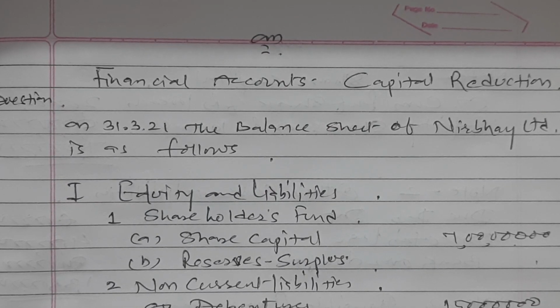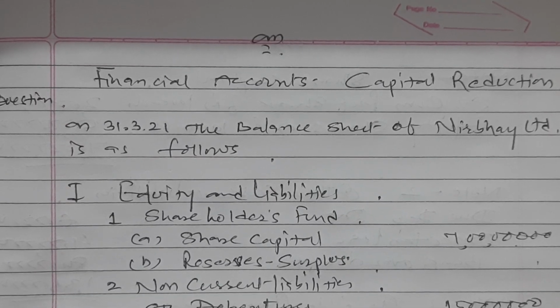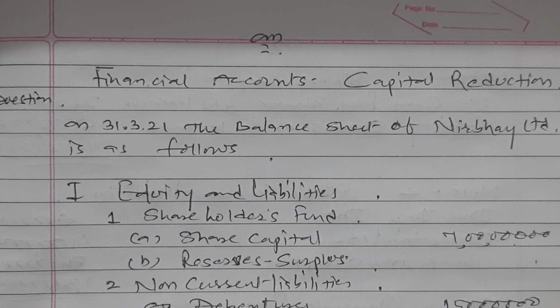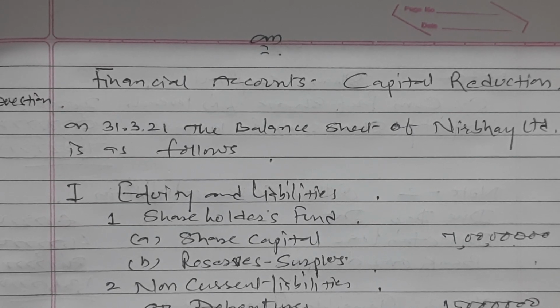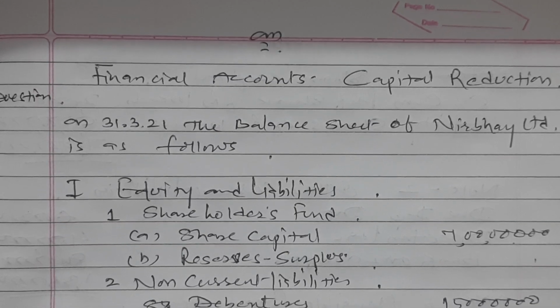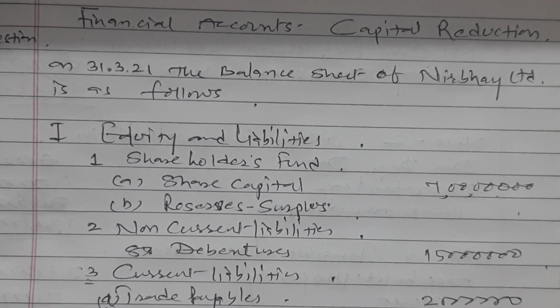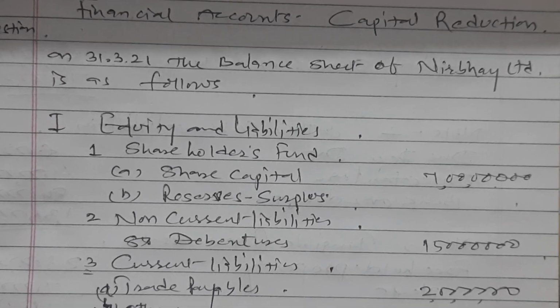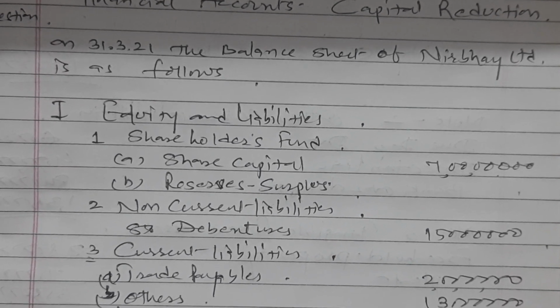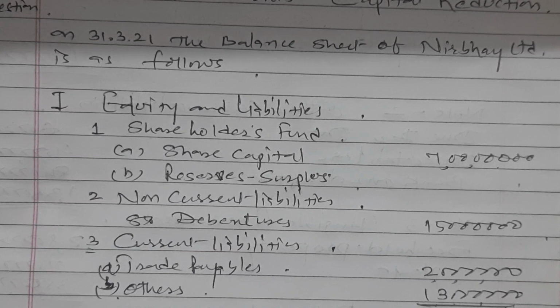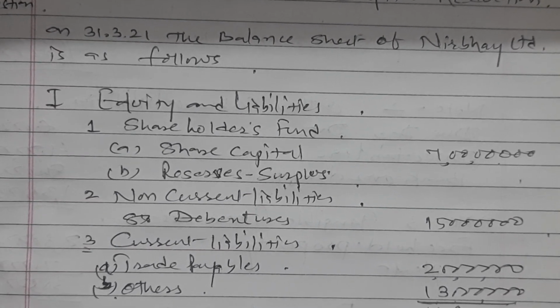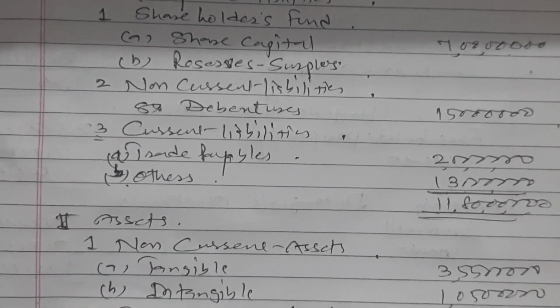Today we are going to solve a question of capital reduction in financial accounts. As you can see, the question on screen is on 31st of March 21. The balance sheet of Nirbhay Limited is as follows. Under equity and liability, shareholders' fund share capital is 7 crore, and under non-current liabilities 8% debentures are 1 crore 50 lakh. Under current liabilities, trade payables 2 crore, other 1 crore 30 lakh.